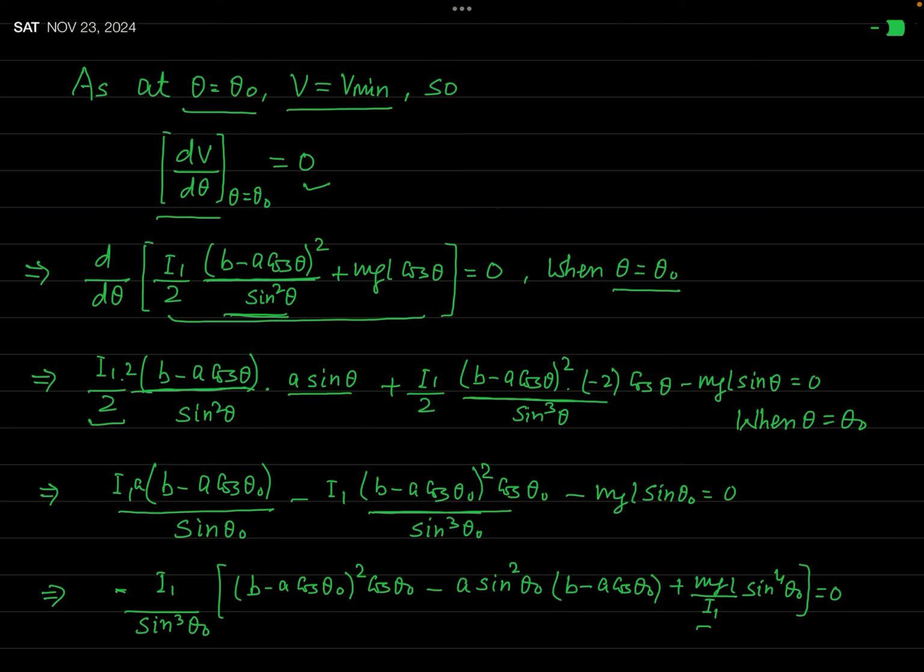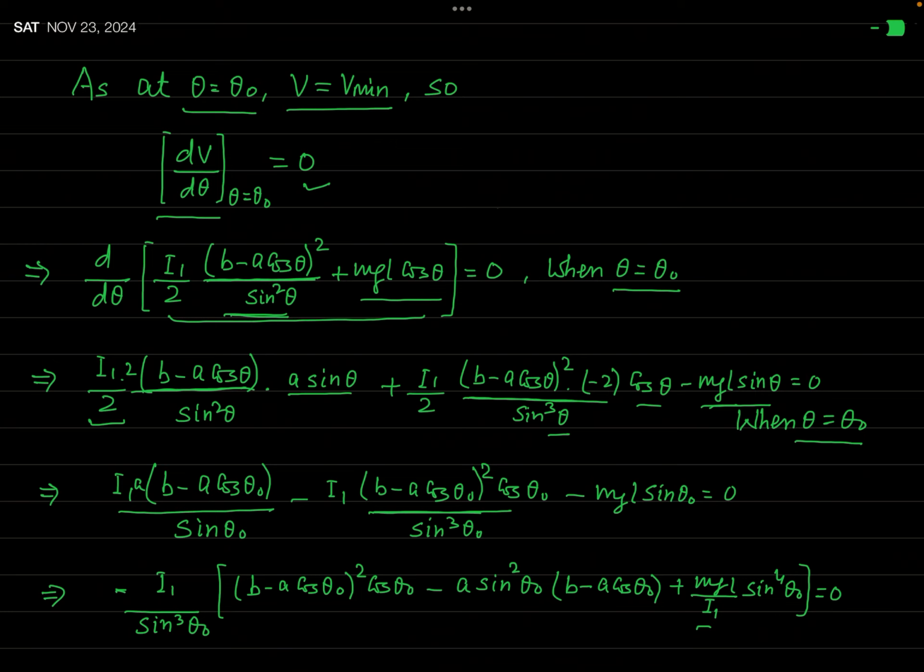Now we will take this (b minus a cos theta) whole square as it is and we will differentiate 1 over sine square theta. And what will be the derivative of 1 over sine square theta with respect to theta? This will be minus 2 over sine cube theta times cos theta, you know. And after that, the derivative of this mgl cos theta. mgl is a constant factor, and that of cos theta is minus sine theta. So the last term is minus mgl sine theta. And that will be equal to 0 when theta is equal to theta naught.